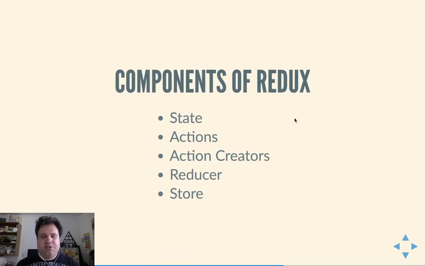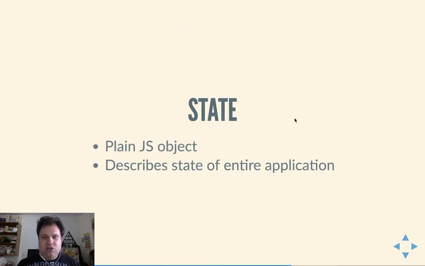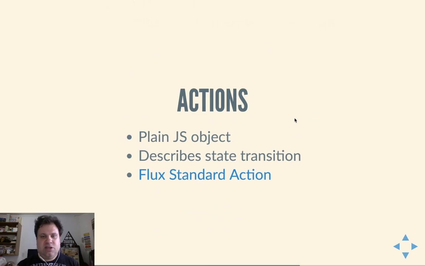Here are the components of Redux. You have state, you have actions, you can also have action creators, you can have reducers, and of course you have the Redux store. Let's take a look at each of them. So state is something very obvious. It is a plain JavaScript object that describes the state of your entire application. It can be anything you want, as long as it makes sense for your application.